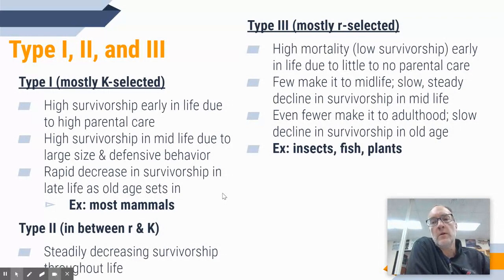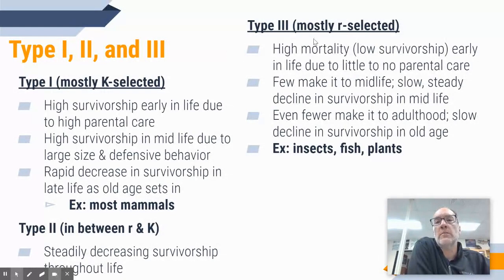The one in the middle, Type 2, has a steady decreasing survivorship through life, like those squirrels. So squirrels will have maybe, I think they're called pups, and they might have a dozen of those pups, and maybe within a month or so, a couple of them die because of predators or something, and then they reach 6 months or 7 months, a couple of them die, and so on.